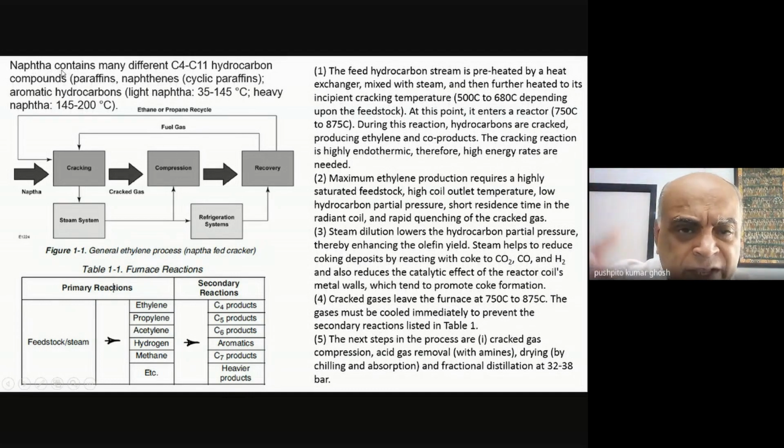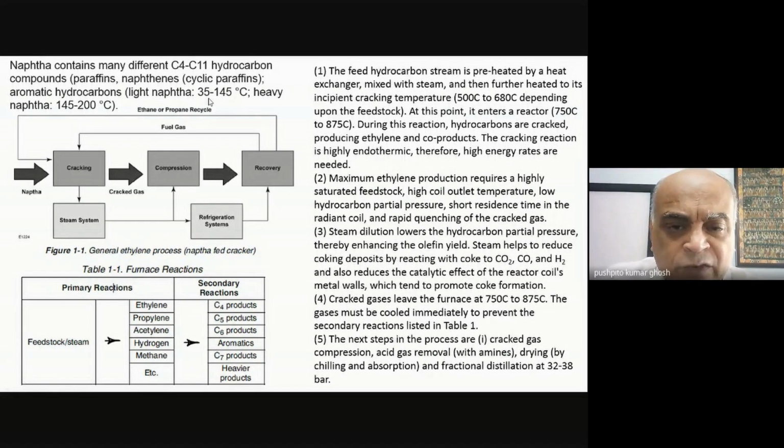You saw the naphtha is the lighter ends which came off at the top of the crude distillation unit. That's naphtha. Naphtha is typically a C4 to C11 mixture of hydrocarbons, straight chain hydrocarbons, cyclic paraffins, even some aromatic hydrocarbons. And if these things are within a boiling range of 35 to 145 degrees centigrade, then it's called light naphtha. And if it is between 145 to 200 degrees centigrade, it's called heavy naphtha.